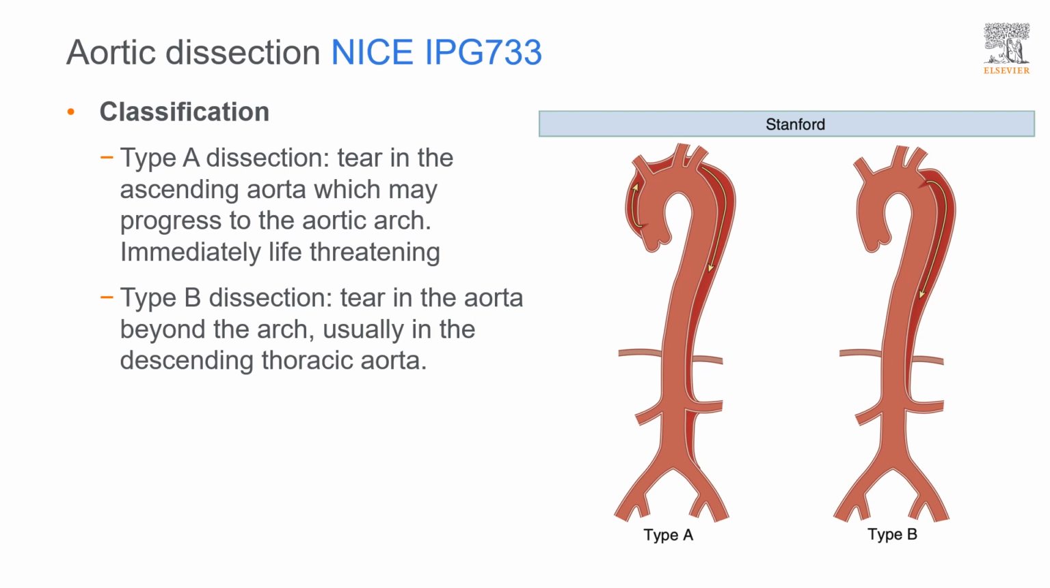Aortic dissection is classified based on the location of injury. The Stanford classification describes type A dissection as those involving the ascending aorta, which may have retrograde extension to involve the aortic root, but also progress to involve the arch and descending aorta. And type B dissection, a tear in the aorta beyond the arch, which usually present in the descending thoracic aorta, which may progress downwards to involve the abdominal aorta.